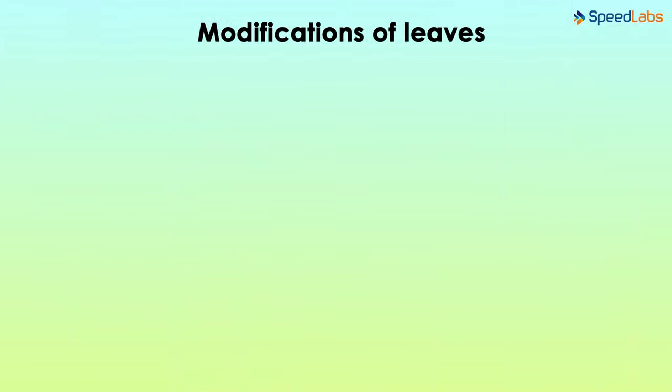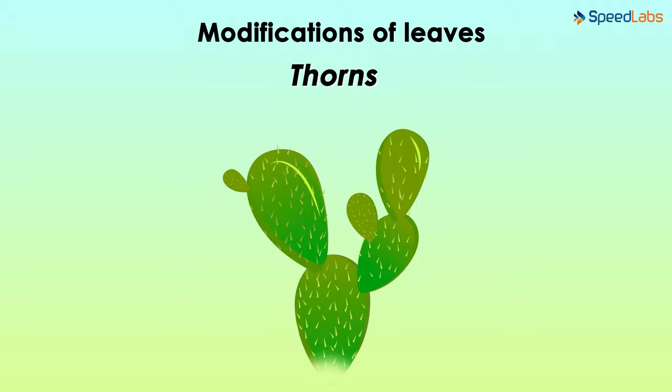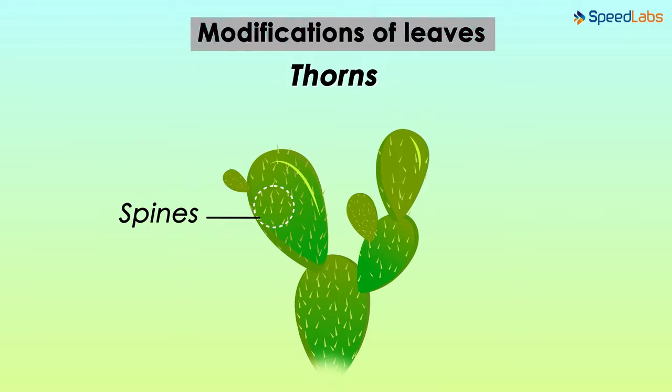Now let's move on to the next modification, which is the thorn. Do plants have thorns? Of course they do. Have you ever looked at a cactus plant carefully? In it, we can clearly see these spines, which are nothing but modification of leaves.